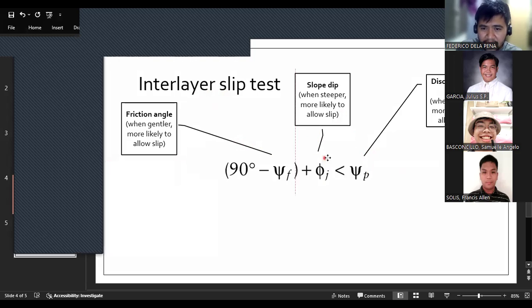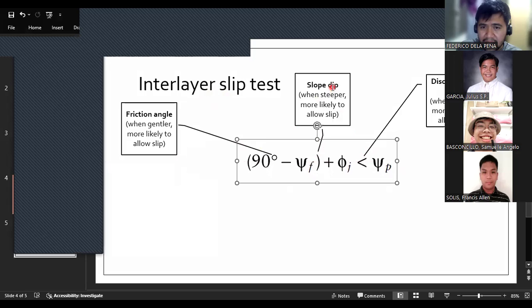And what determines this left side? The slope dip and the friction angle. And note, the smaller the friction angle of your rock, this number will be small. This number will be bigger. So the gentler the friction angle, the more likely that interlayer slip will occur. Okay? And that's intuitive, no?